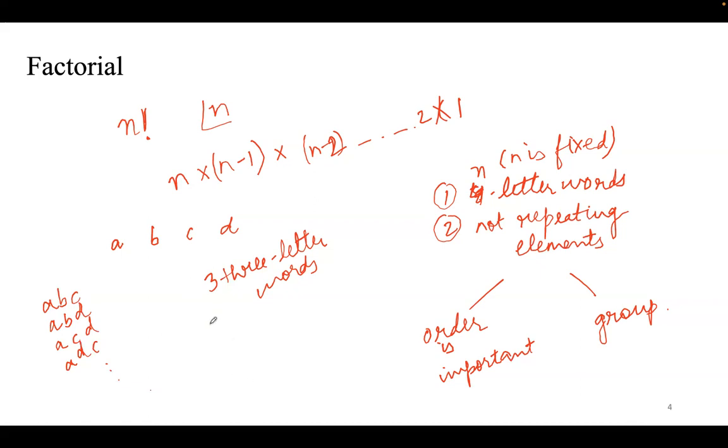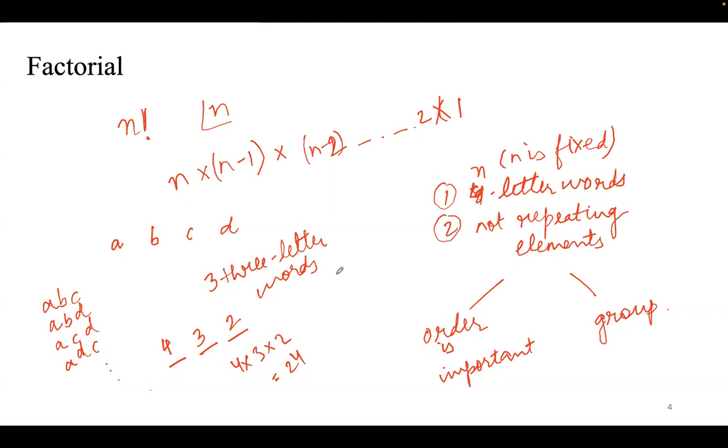So now, how did we get to this? You have 3 positions to fill. In the first position, you can have any of the 4 letters, right? In the next one, you can have any of the remaining 3. And in the last one, you can have any of the remaining 2. So this is your basic 4 into 3 into 2, which is equal to 24. So 24 words you can make.